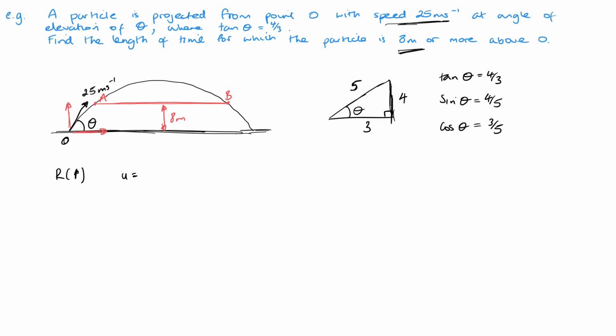If I think of my two components for the speed, my horizontal component is going to be 25 cos theta. Since cos theta is 3/5, this will be 25 times 3/5, which is 15. Then vertically we'd have 25 sine theta, and as sine theta is 4/5, 25 times 4/5 will be 20. So those are the values for the horizontal and vertical components of this speed.